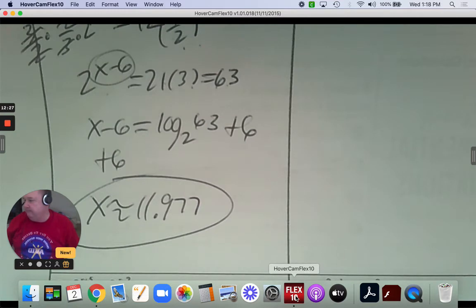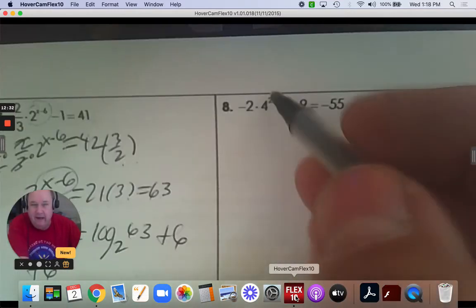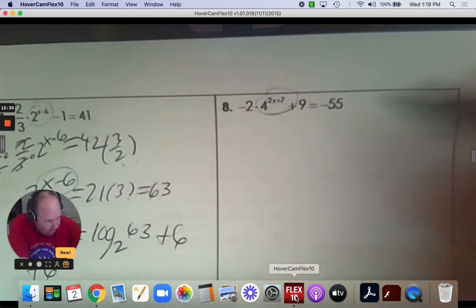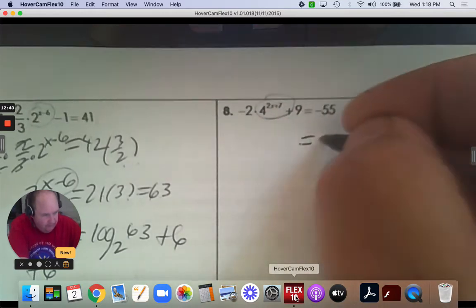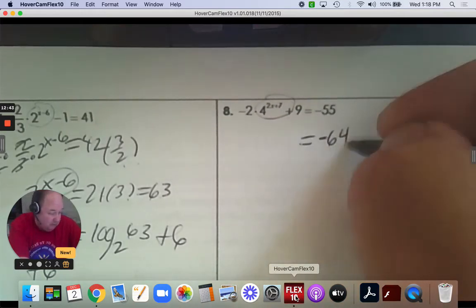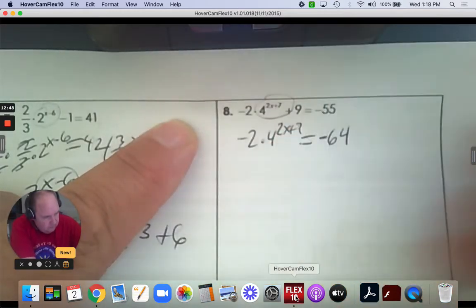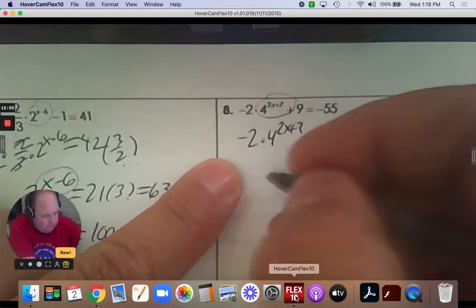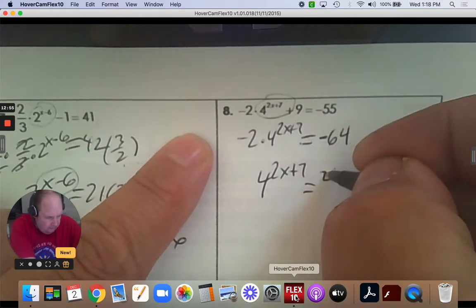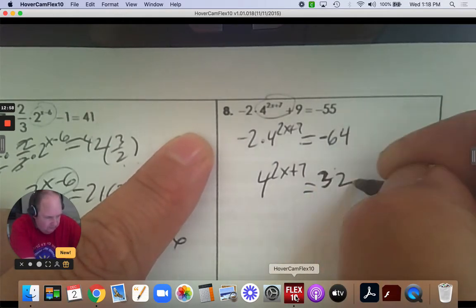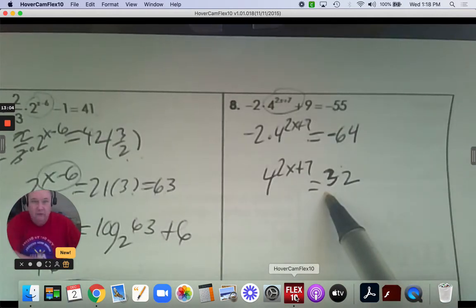Keep going. Number 8. So again, identify the exponential part. And then how do I isolate it? So I'm going to subtract 9. That's negative 64. Then I'm going to divide by negative 2. This is important: a negative divided by negative, 64 divided by 2, is 32. All right, so a negative divided by negative is positive 32, or else there'd be no solution.